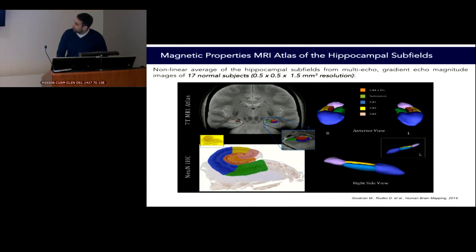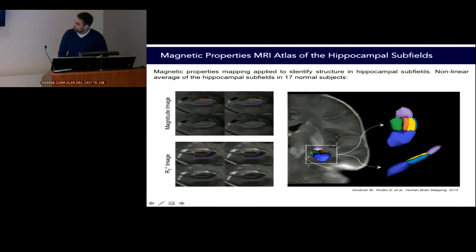We created 3D models of the hippocampal subfields based on the R2 star maps and some of the susceptibility weighted data. And we showed that we could do a fairly good job of delineating these subfields. But that's just an anecdotal example of how high field MRI can be used to create atlases that can be used for neurosurgical planning.